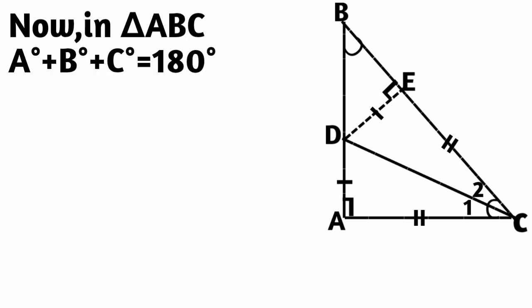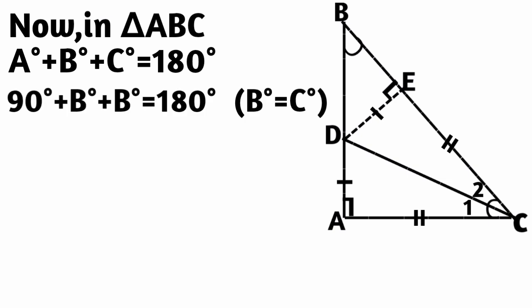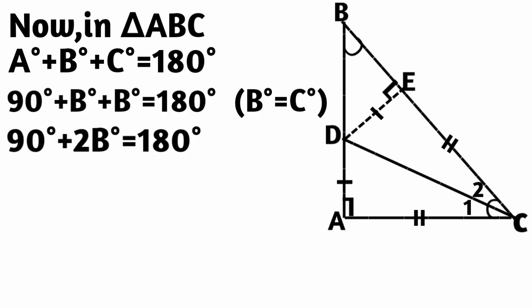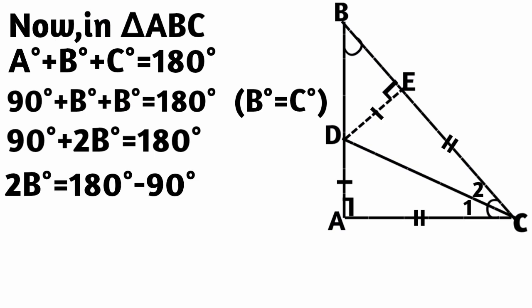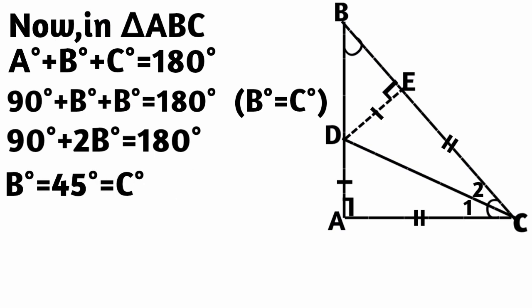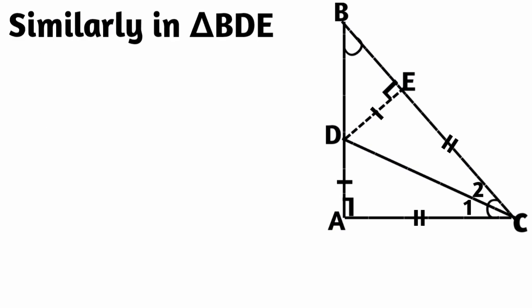Again, in triangle ABC we know that angle A plus angle B plus angle C is equal to 180 degrees, but angle B and C are equal. So by using this assumption and by simplifying we get angle B and angle C to be equal to 45 degrees. That means angle B and angle C are equal and they are each 45 degrees.